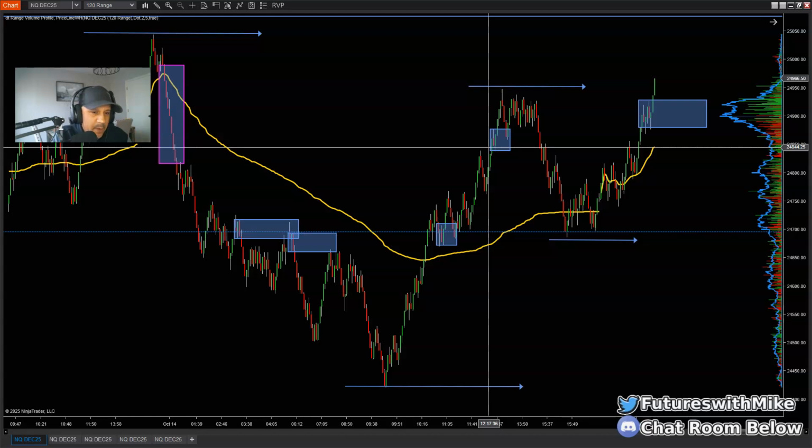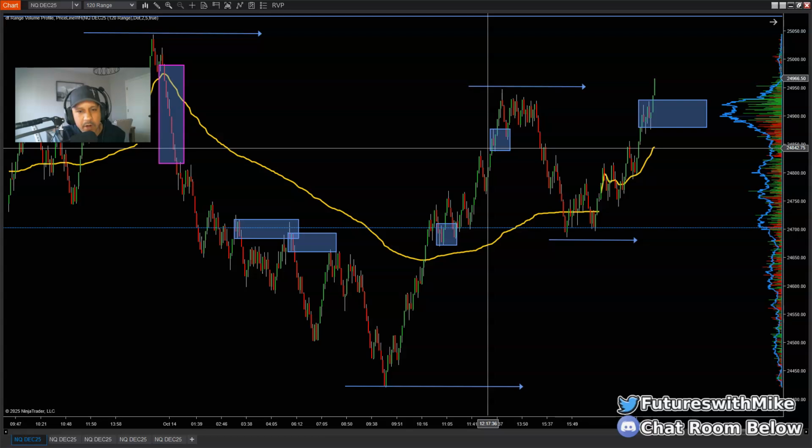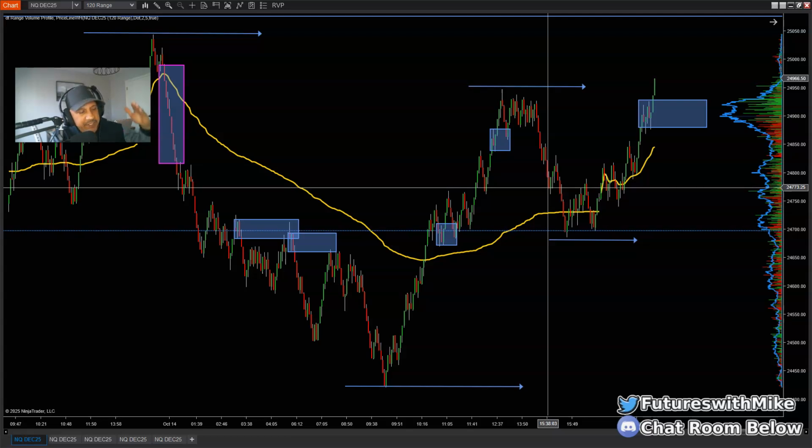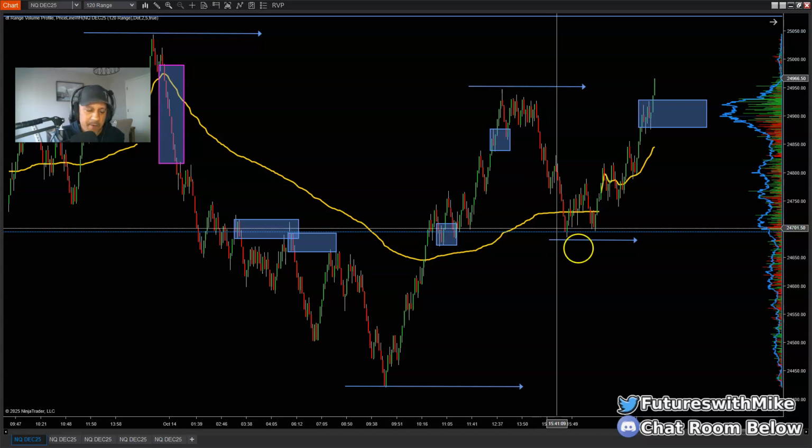That's how you can identify what the institutions are actually doing when they leave behind their footprint on the market, okay? I want to share that with you guys today. Now, it is not hard. It's very simple. Master the concept of market structure, okay? And just follow the waves, follow the flow of the market.